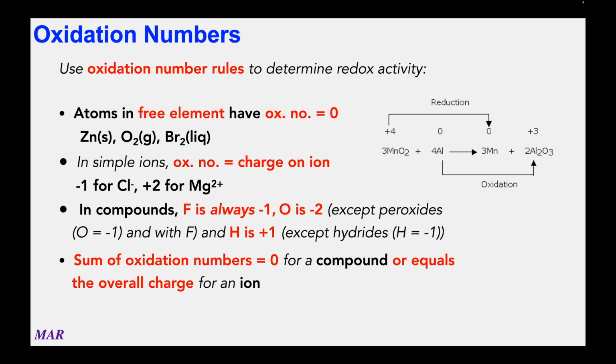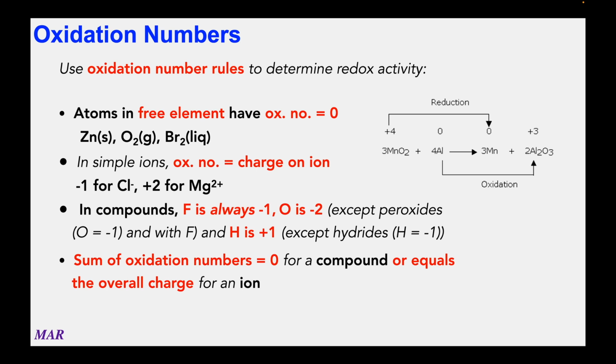Magnesium 2+ would be +2. Aluminum 3+ would be +3, etc., etc. Now in compounds, polyatomic ions, stuff like that, fluoride is always −1, oxygen is usually −2, and hydrogen is usually +1. There are some exceptions for O and H, but usually that's the way it rolls. And the overall sum of the oxidation numbers is going to be 0 for a compound or equal the charge if it's an ion. And I'll show you some examples of how this works here in a little bit.